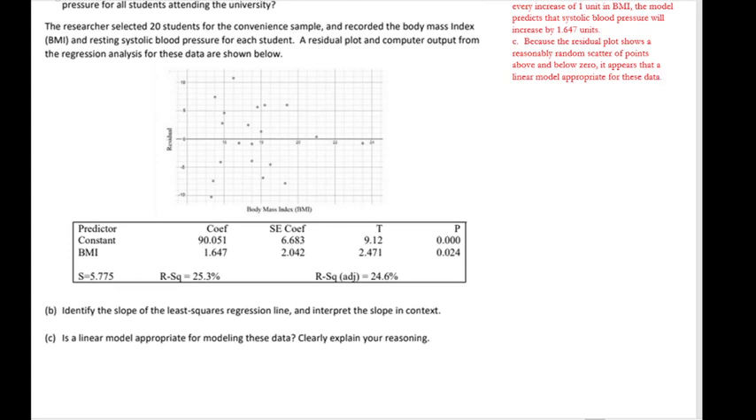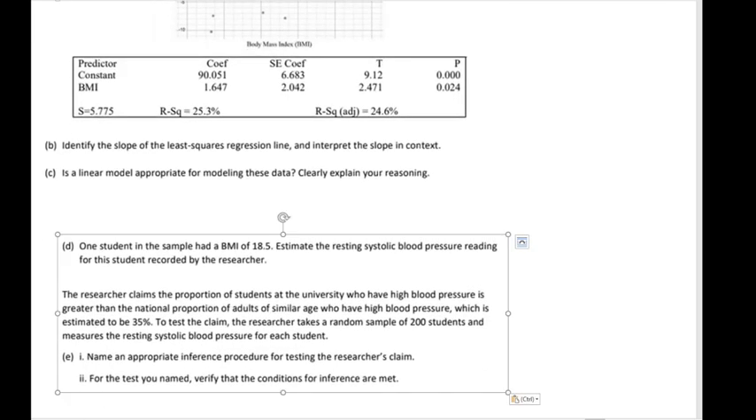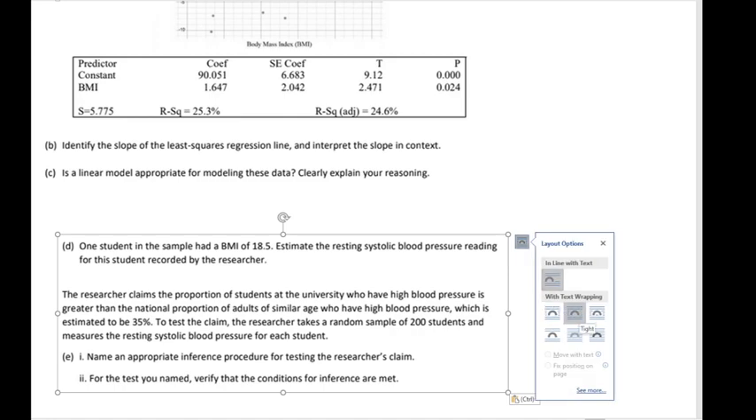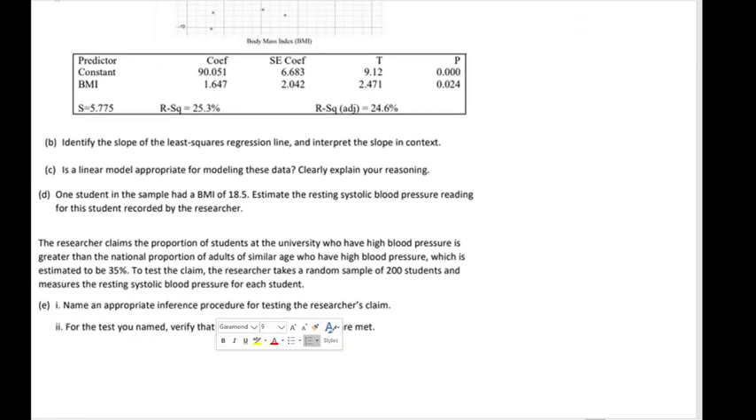Let's go ahead and look at the last two questions here, and it'll take just a sec to get this pulled up and brought over. So let's do this. And there we are.